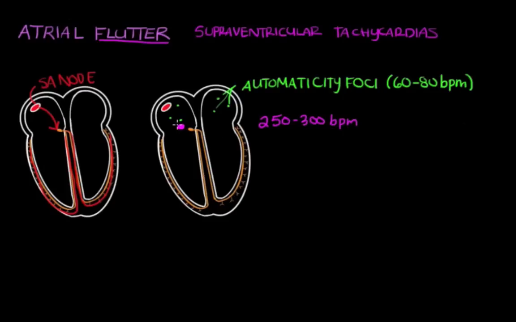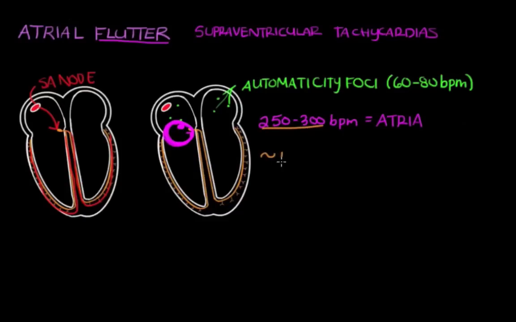The electrical signal travels around in a circular pattern and loops around again and again. So this causes the atria to contract at a rate between 250 and 300 beats per minute. Every time the signal goes around, it's going to hit the AV node. And remember, the AV node is what conducts the signal down to the lower half of the heart and makes the ventricles contract. So you might think because of that, the ventricles are also going to contract at a rate between 250 and 300 beats per minute.